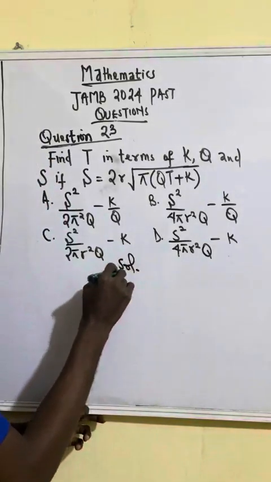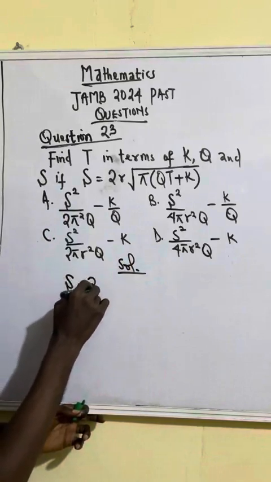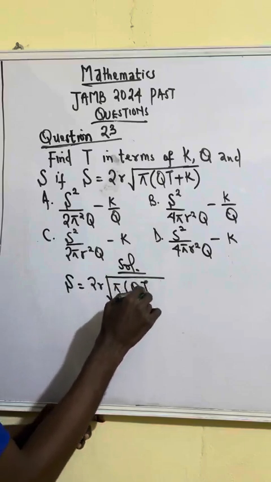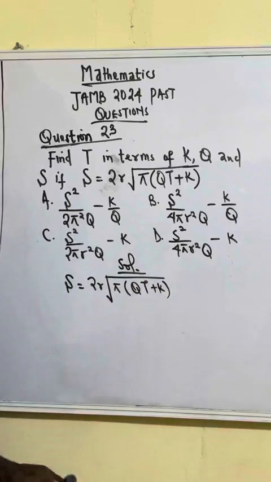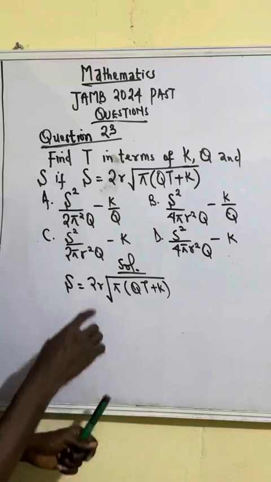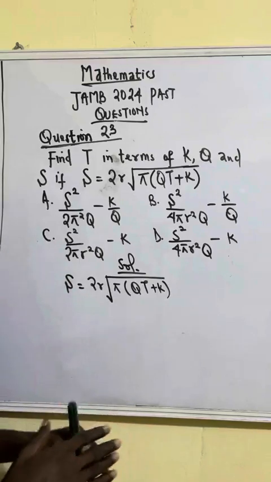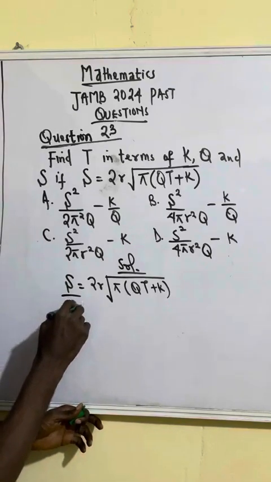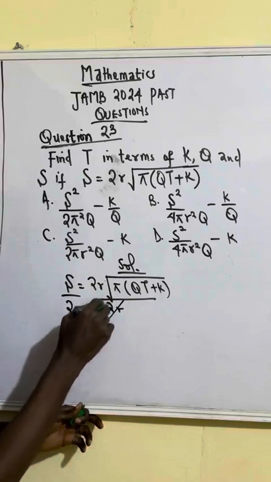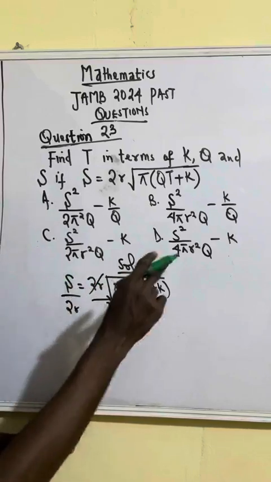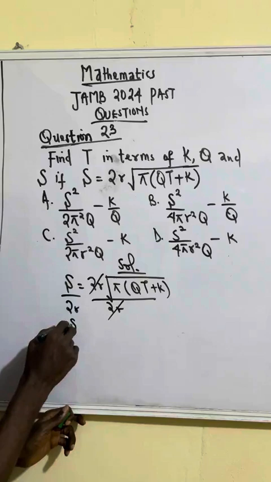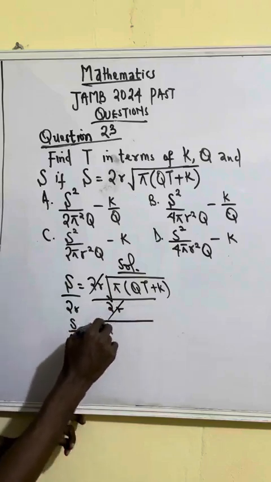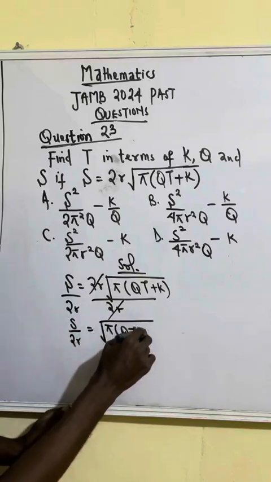Solution. So I have S equal to 2R square root of pi bracket QT plus K. So the first thing is to get rid of this 2R. Let's see what we can do to remove it. If I divide both sides by 2R, 2R will cancel 2R here. So no more 2R in the left hand side. So I'll be having S all over 2R equal to square root of pi bracket QT plus K.